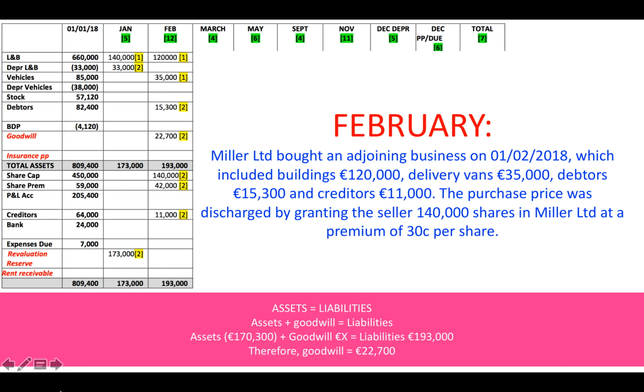Now, at this point in time, our assets and our liabilities don't equal. Our liabilities are more than our assets. So our assets are €193,000, whereas my liabilities aren't. So I have to find the difference. The difference is 22,700, and so I put that in as goodwill. So goodwill is when we purchase a business and the business that we buy has an established reputation that you are technically paying for. Okay, so a well-known, well-regarded, high-regarded business. Okay, so 22,700, total assets and total liabilities now equal.